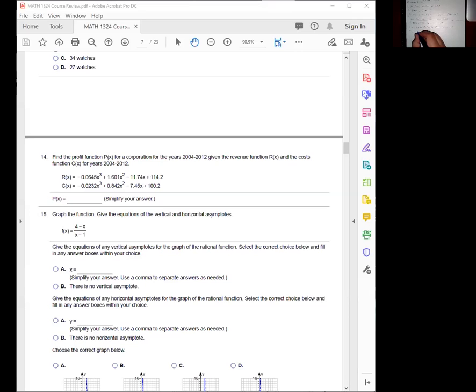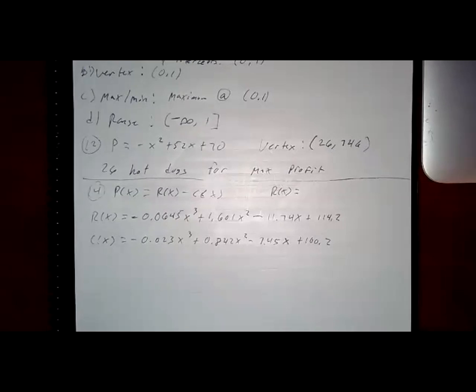Cost is equal to negative 0.023 x cubed plus 0.842x squared minus 7.45x plus 100. They've got to subtract these from each other. Okay. All right, well, here we go. Just got to be careful.